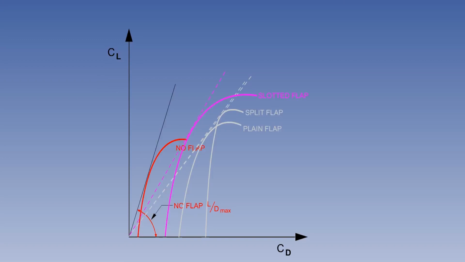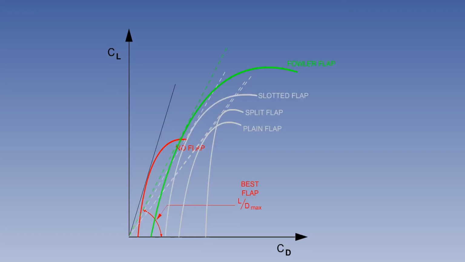Now you can see the slotted flap polar. Less drag is generated, and it is more aerodynamically efficient than either the plane or the split flap. But again, LD max is less than with no flap. Here, we see the most aerodynamically efficient type of trailing edge flap, the Fowler flap, but once again it has a lower LD max than no flap.